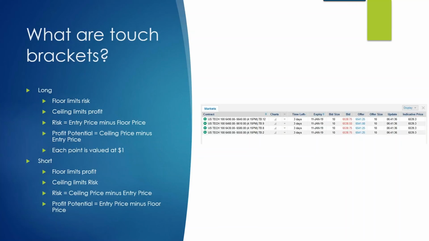Now, if you're short, the floor will limit your profit and the ceiling will limit your risk. A good way to remember this if you're new to trading: if you're long, what do you anticipate the market to do? You anticipate it to go up, so you want to buy down here at the bottom. Whereas if you're short, what is your anticipation? You're selling the market and you expect the market to go down.